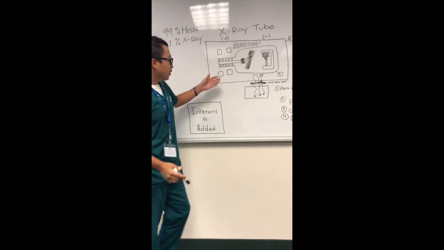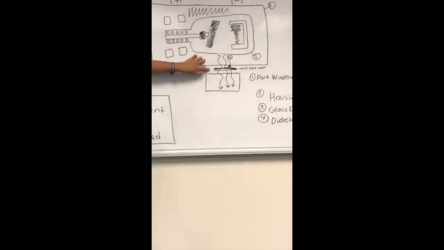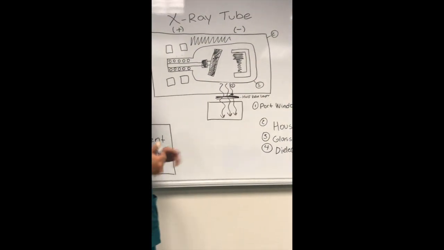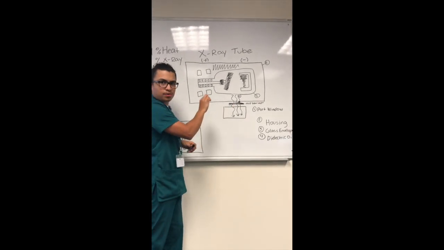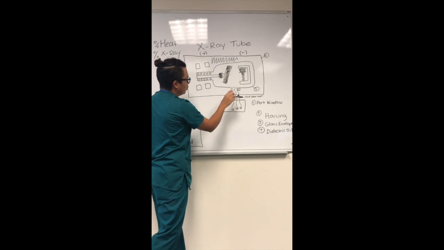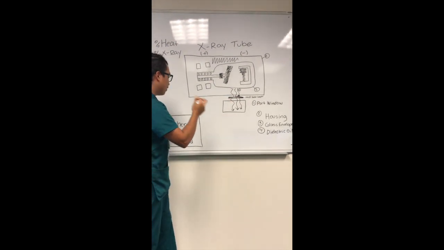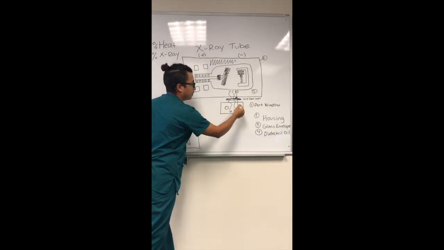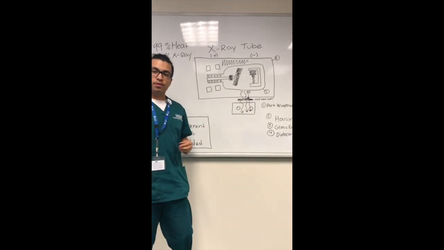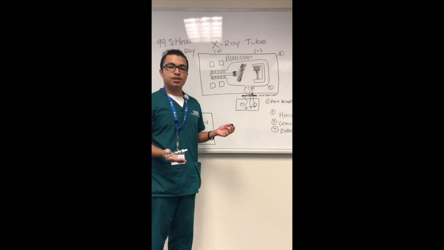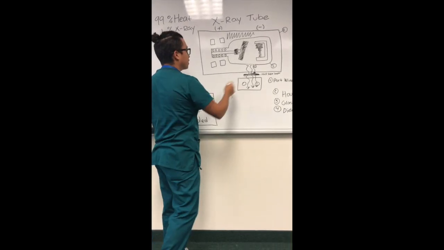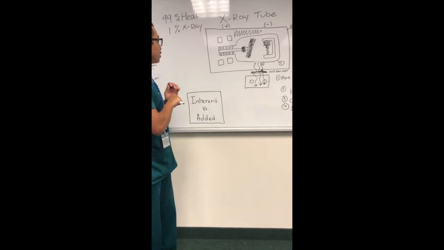Also, for added filtration, we have this skinny aluminum sheet that contributes to the half-value layer. It's very tiny once you look at it on an actual X-ray machine. It's between the X-ray tube and the collimator. Now here's the collimator. It's the part of the X-ray tube that has the knobs that control the field size. Once you increase collimation, you generally reduce the field size. This is also a very important part of filtration.